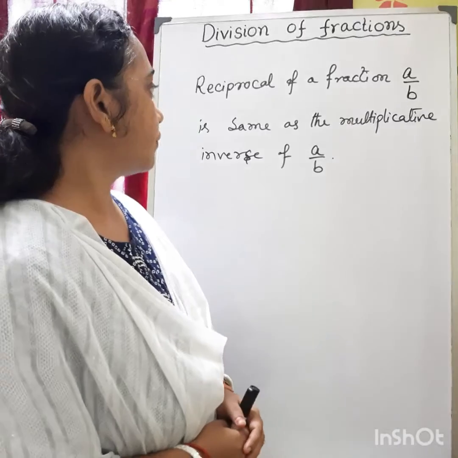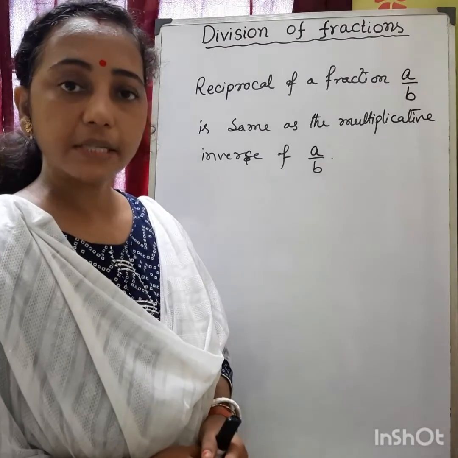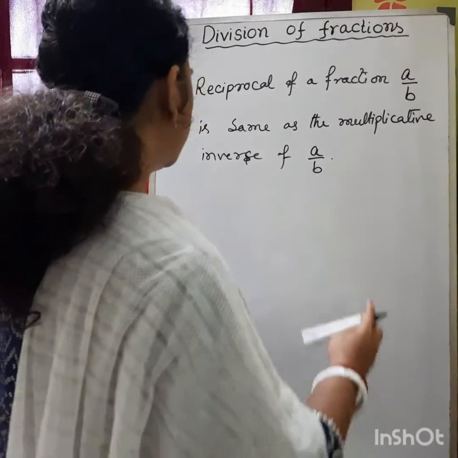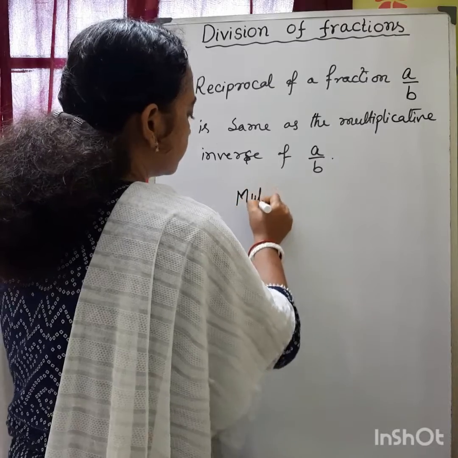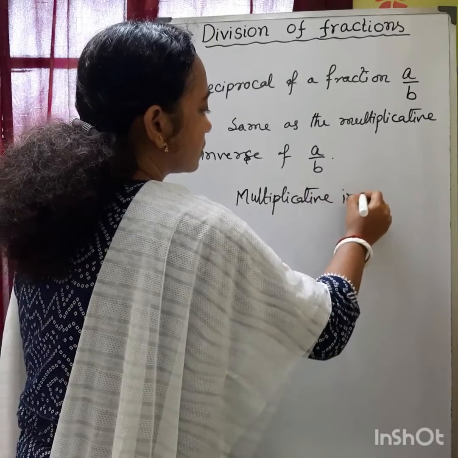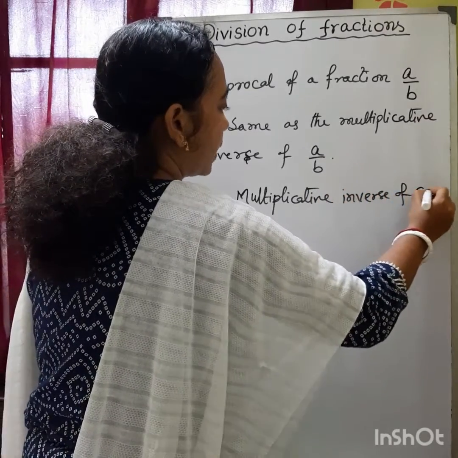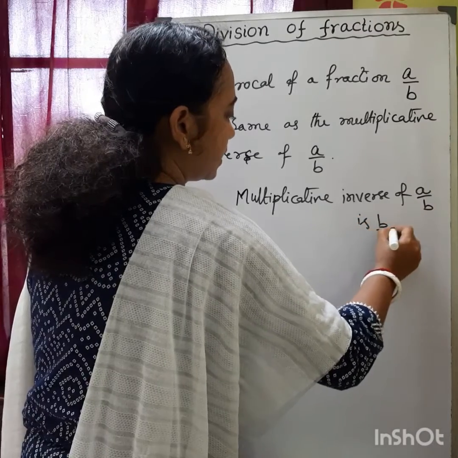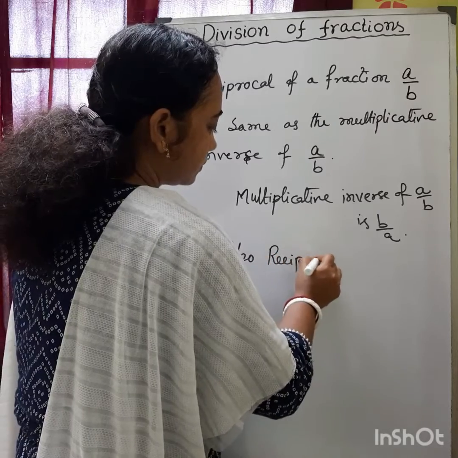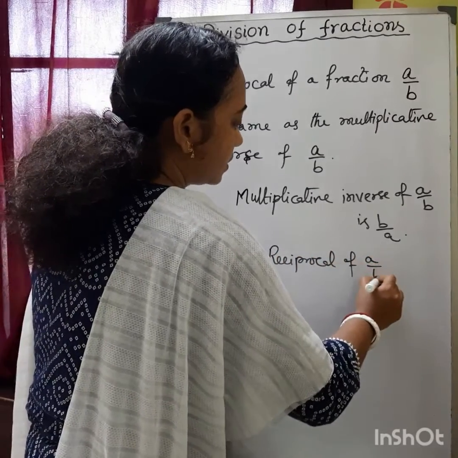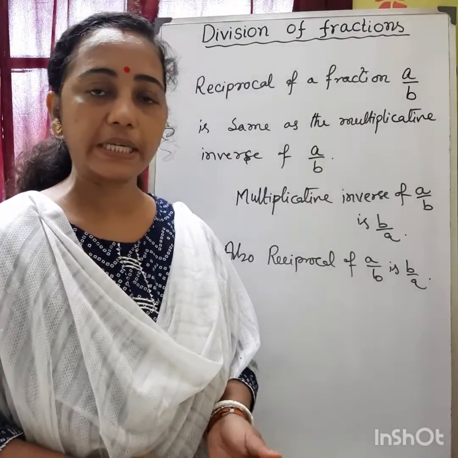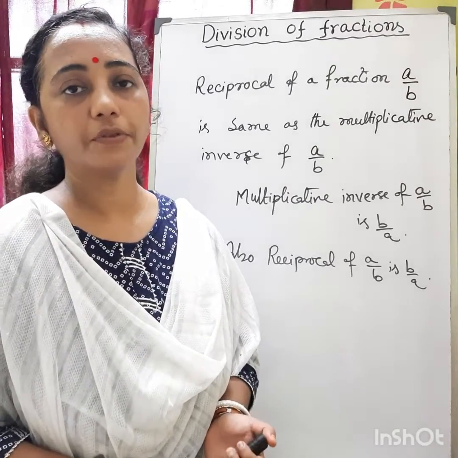So the reciprocal of a fraction a/b is the same as the multiplicative inverse of a/b. For example, the multiplicative inverse of a/b is b/a. Also, the reciprocal of a/b is b/a. So the multiplicative inverse of a fraction is the same as the reciprocal of that fraction.